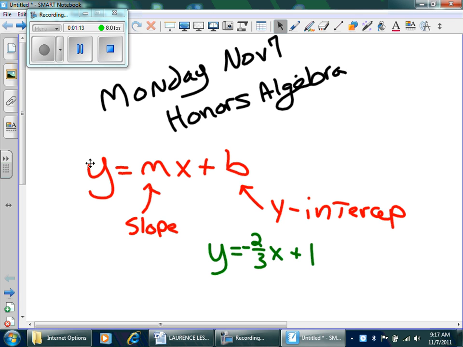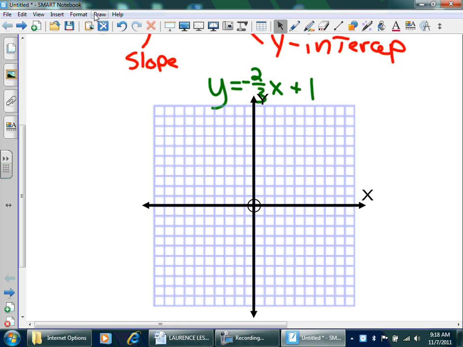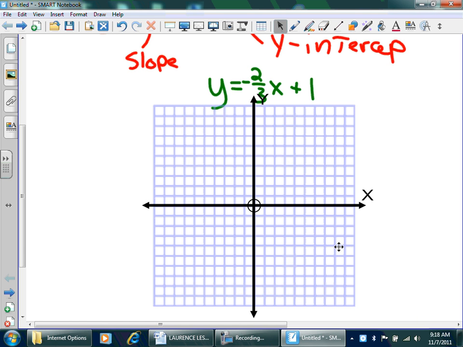So if I go to graph this, let me get some graph paper. Okay, there's my graph paper. I will plot the point (0, 1) because that is my y-intercept, and I'll do it in green since my equation is in green. Then my slope is negative 2/3. Remember, I could do negative 2 over positive 3, or I could do 2 over negative 3. It does not matter which one. Just can't change both signs, because that would turn into a positive fraction.